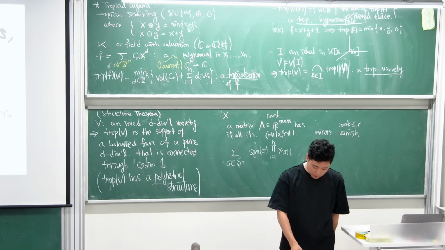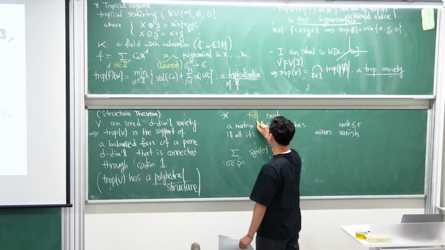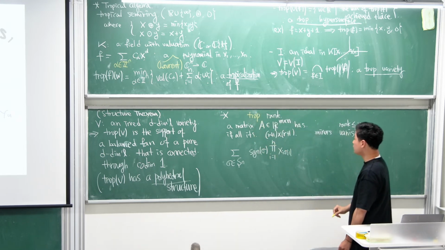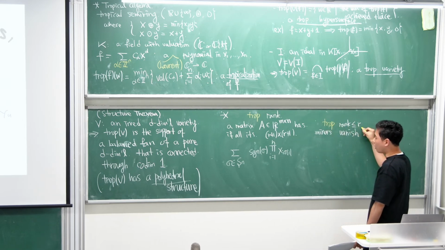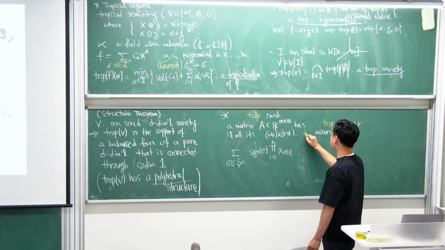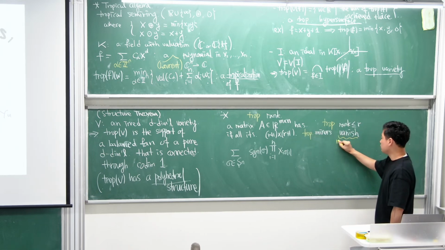But what I want to talk about is I want to define tropical rank. We will say that a matrix has tropical rank at most r if its tropical minors vanish. Vanish means that the minimum is attained twice.